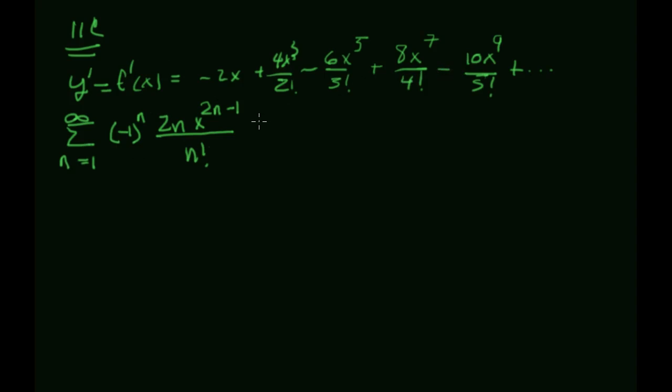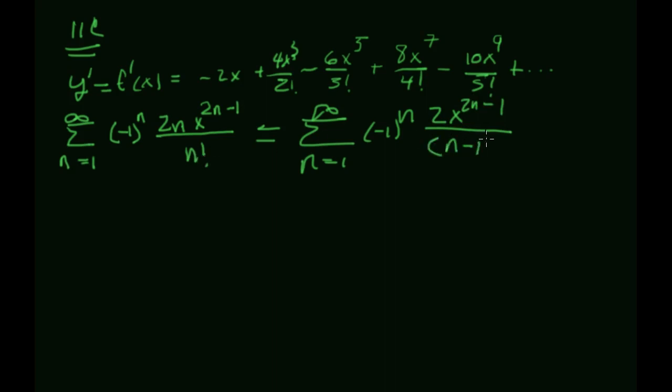Okay, so the problem that I'm going to bump into is that I need to compare this to y. The counter in y actually starts at n equals 0. The other thing I notice here is I have an n in the top and an n factorial in the bottom, and I can simplify that. So I still have the negative 1 to the n, I still have the 2, I still have the x to the 2n minus 1, and if I take n away from n factorial, I now have n minus 1 factorial.